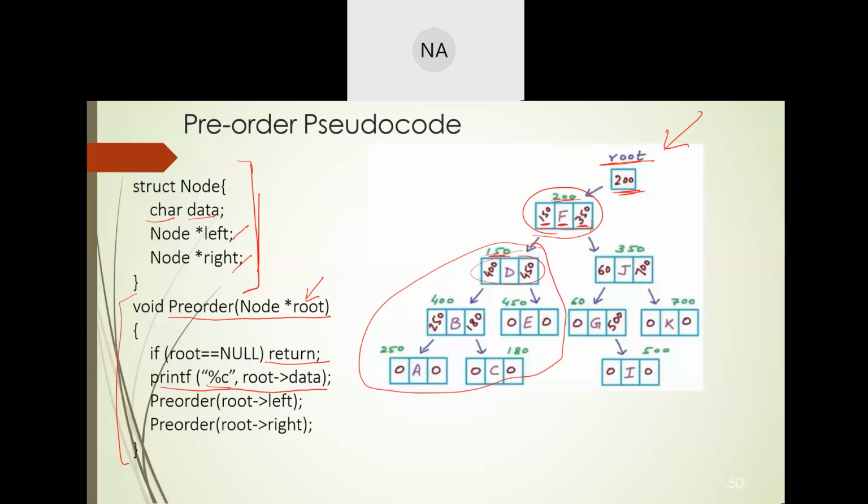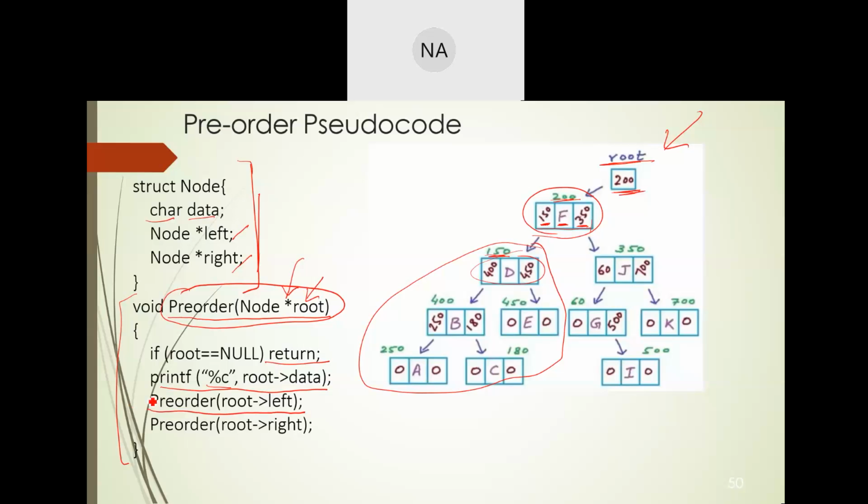Okay, and then you will traverse the root's left in pre-order. That is, the left subtree will be traversed in pre-order. So remember the pre-order function: in the pre-order function you are passing the pointer to the root node. So when you traverse the left subtree or the right subtree, you will be passing the root of the left subtree or the root of the right subtree to this function.